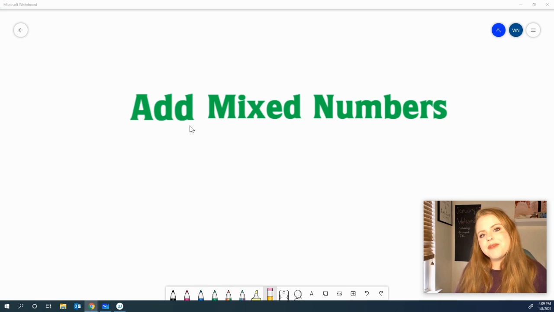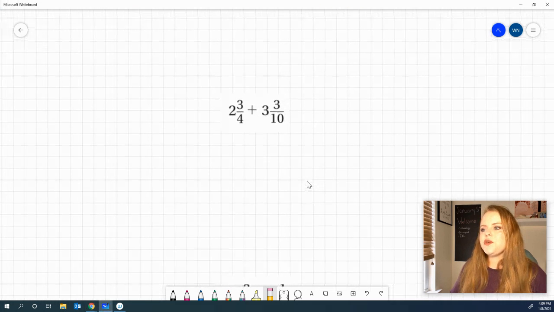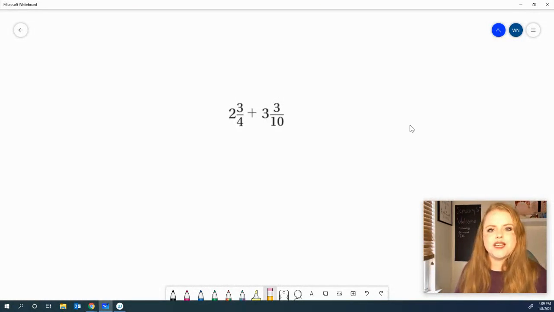Work on adding mixed numbers. So let's go ahead and jump into it. Our first problem is 2 3/4 plus 3 3/10. So the first thing you should notice is that our denominators are not the same. So we need to go ahead and find our equivalent fractions to make common denominators.